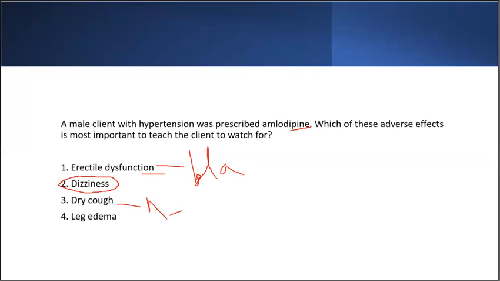And then with option 4, I'm just trying to rule out all of these options. Again, we said with calcium channel blockers, we'll see dizziness. We also said you will see peripheral edema. So this would be as a result of a calcium channel blocker adverse effect. So number 2 would be our correct answer.